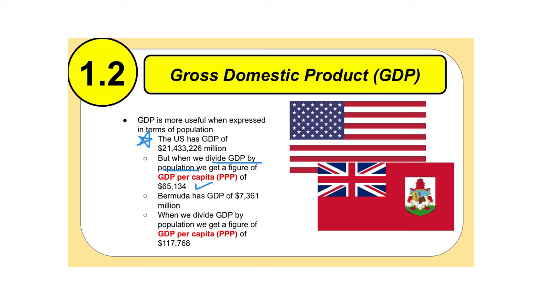However, when you look at Bermuda's GDP per capita, when you divide its gross domestic product by its population, per capita it is $117,768. So basically, more people in Bermuda are making more money than they would if they lived in the United States, based on just the sheer size of the population.